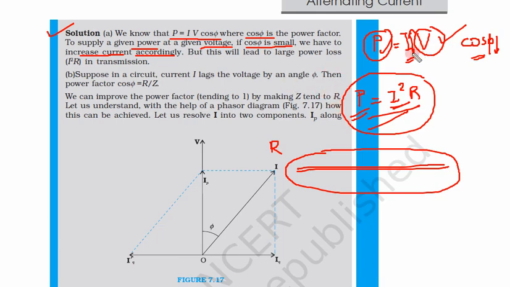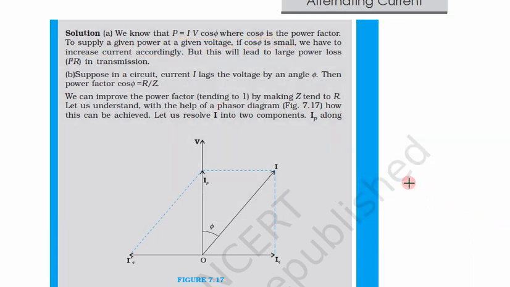So what we say here is that if this power factor is very small, the power loss in transmission will be increased. Now we have to control this thing.